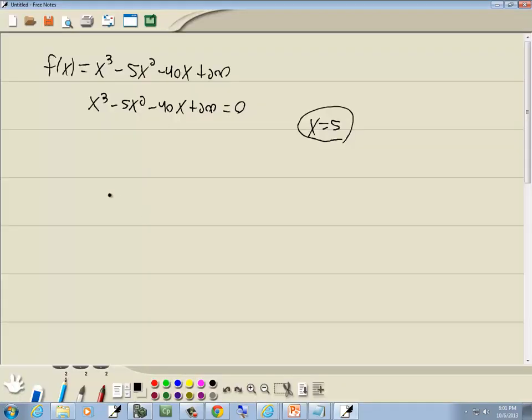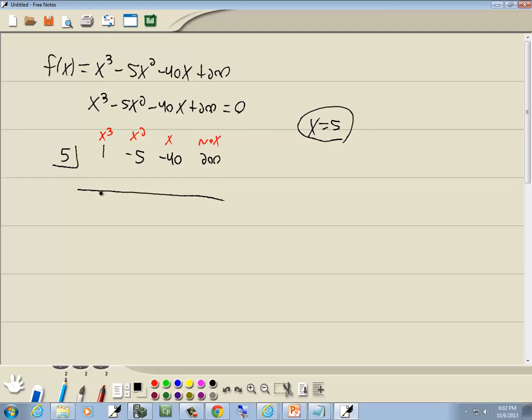So let's take the one answer we found, plug it into synthetic division. So we'll take the 5, put it in the box. Our largest power is x to the third, so we're going to have an x to the third, an x squared, an x, and our no x. Now we're going to write down the numbers that are in front of them. There's the invisible 1 before x to the third. There's a -5 before x squared, a -40 before x, and then 200 for our no x or constant term.